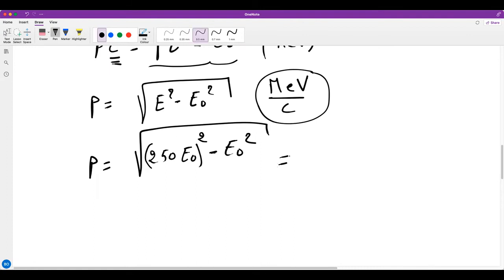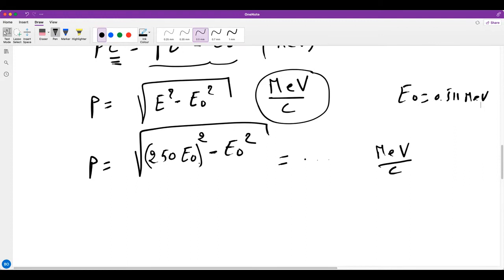So we can do the calculation. You will obtain a value in MeV per c. Given that E0 is 0.511 MeV, all you have to do is replace it with MeV. Okay, there is another method.